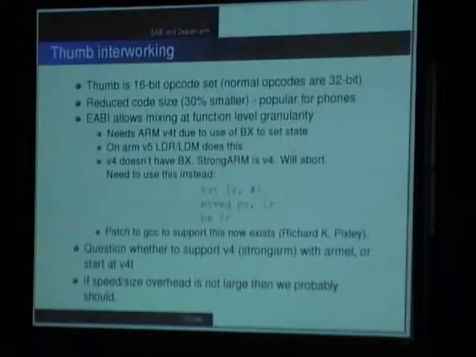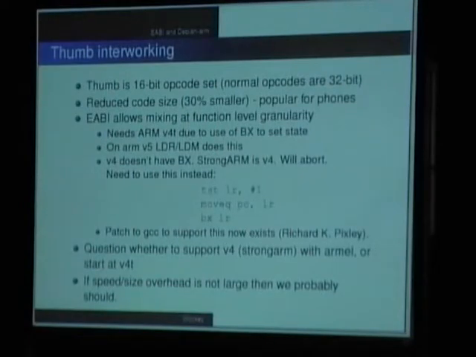So thumb, for those who don't know, is a 16-bit opcode set instead of the 32-bit set normally used. The advantage is that basically you can fit exactly the same code into 30% less space. If you're a mobile phone manufacturer, that's great. And you can use a 16-bit wide ROM instead of a 32-bit wide one and save money. And then wires and routing space, oh, it's just great. The rest of us think, 16 bits, 32 bits, who cares?